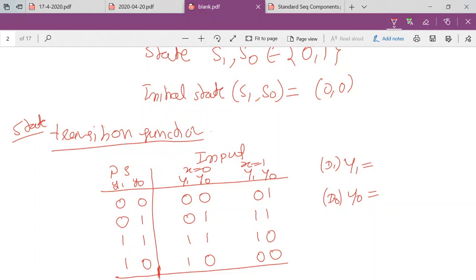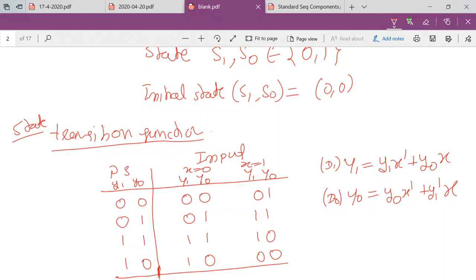The equation of y1 you can now easily solve. You can use a K-map, or in this simple example you can directly write it down in this manner: y1 x bar, y0 x bar, y1 bar x. Now we will implement it with the register.